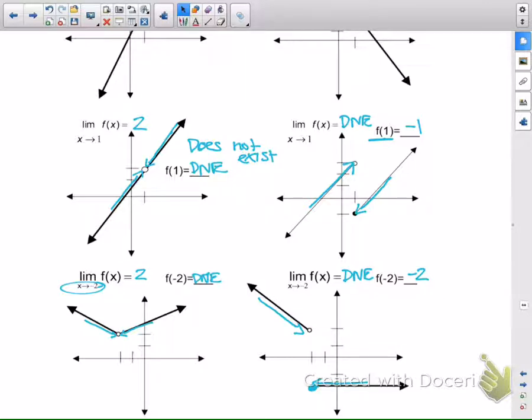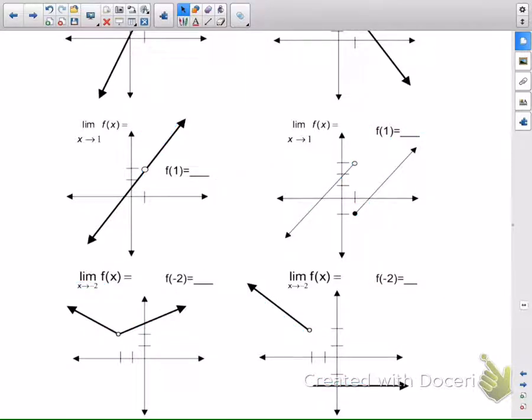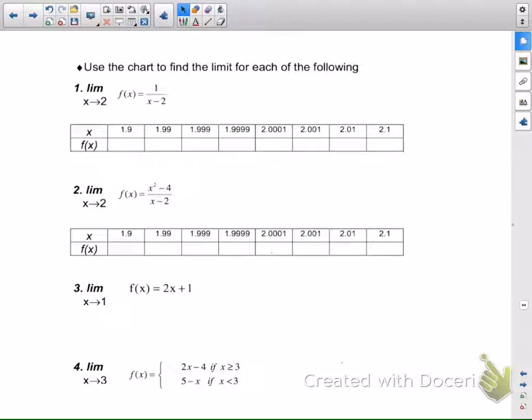Before we flip over and talk tables, any questions about these? No? All right. Some of these are obvious from graphs. Some of them are not obvious from graphs.